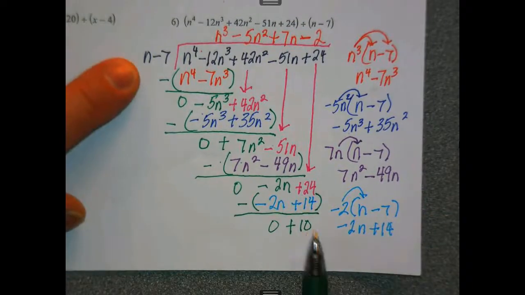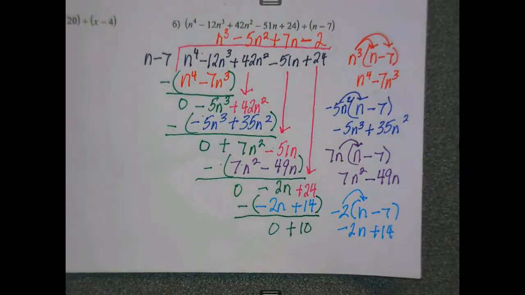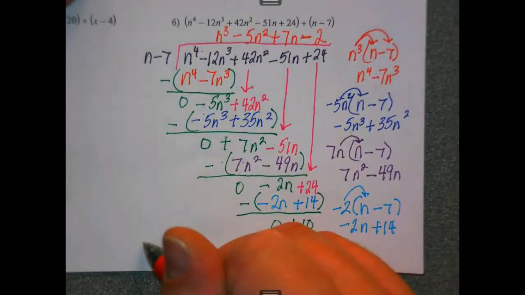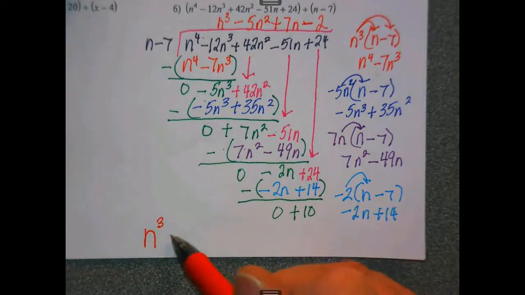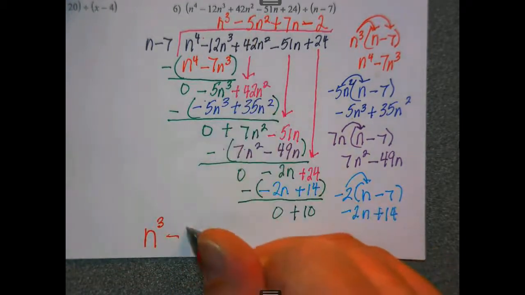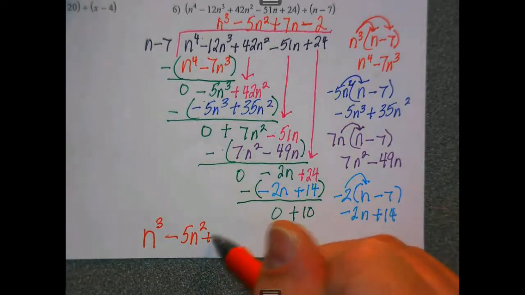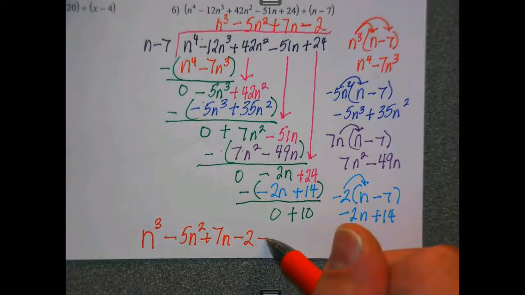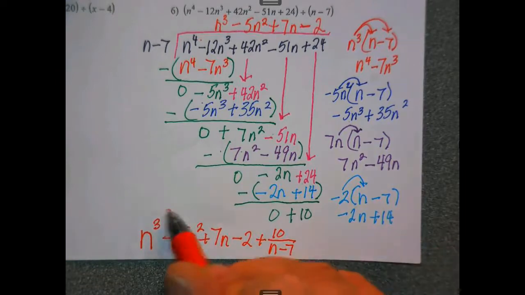Now, I cannot make my n a 10, so that's my remainder, right? How do we write the remainders, you ask? Well, here's my answer. n cubed minus 5n squared plus 7n minus 2. And then I have a positive 10, and I'm going to put that 10 over the divisor, n minus 7. There's my answer.